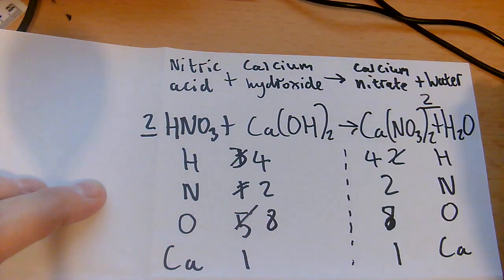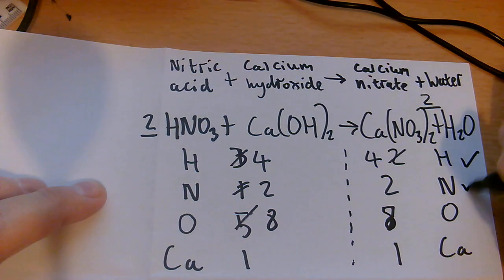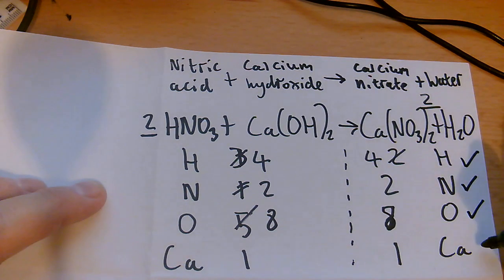So 4 and 4 hydrogen, 2 and 2 nitrogen, 8 and 8 oxygen, 1 and 1 calcium. Therefore we have our balanced equation.